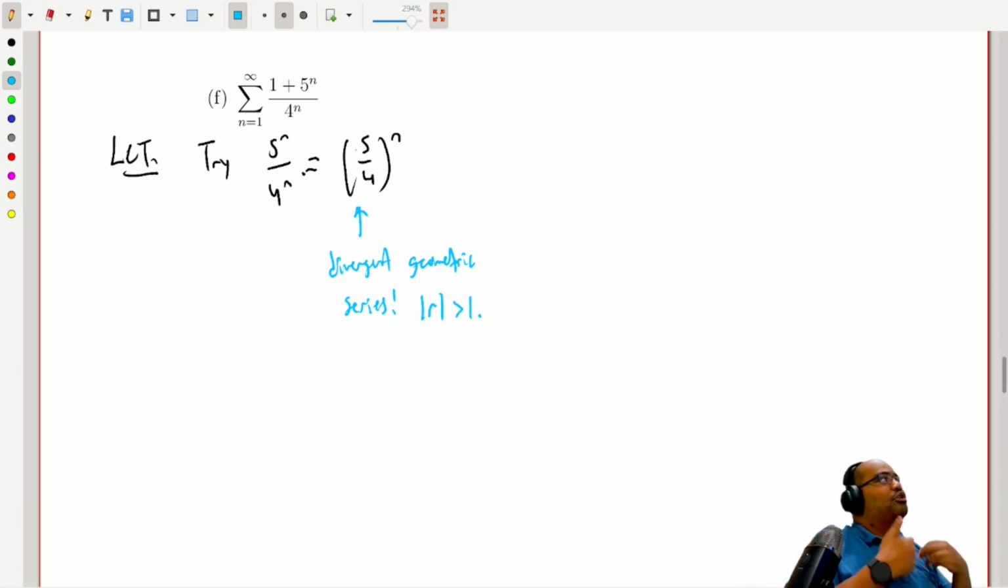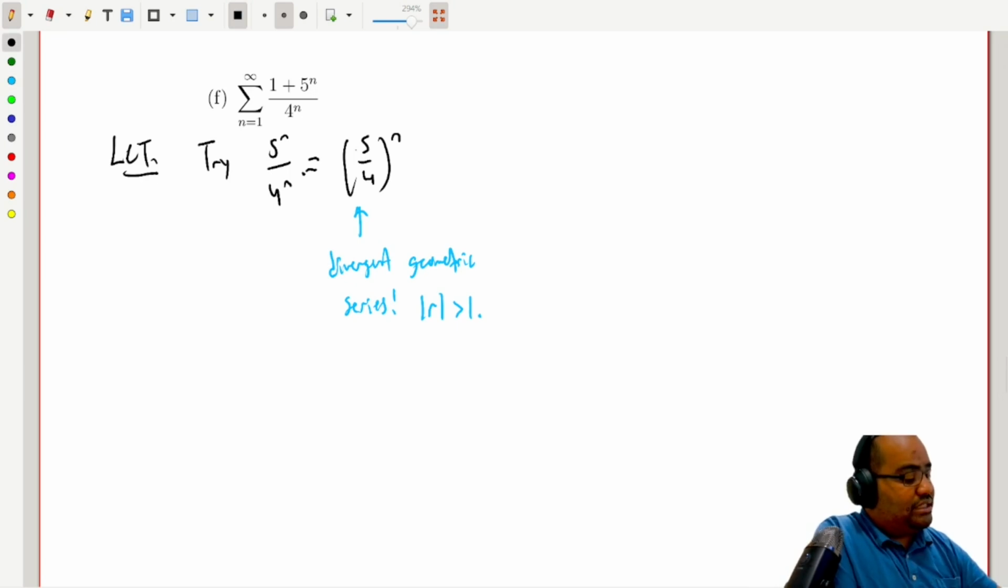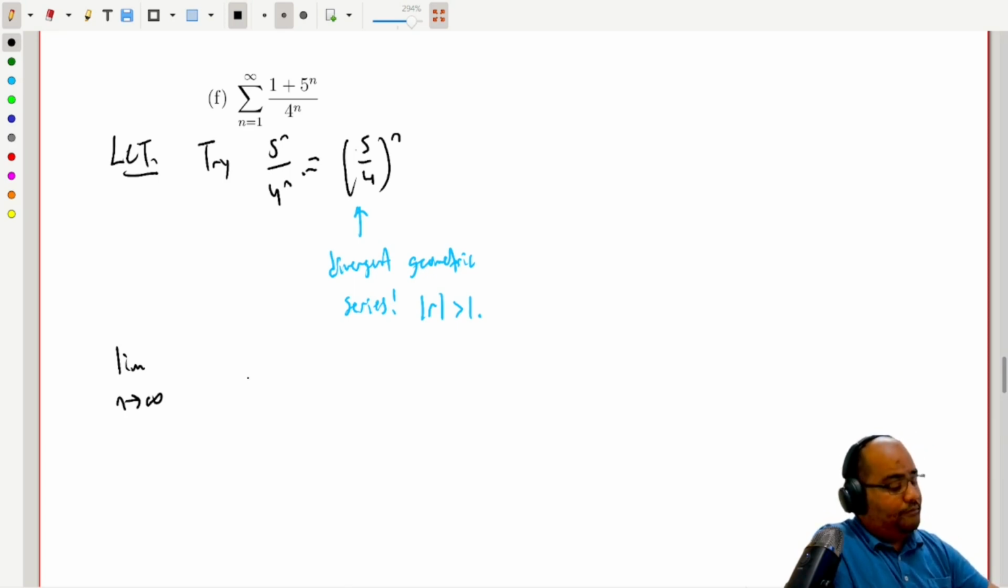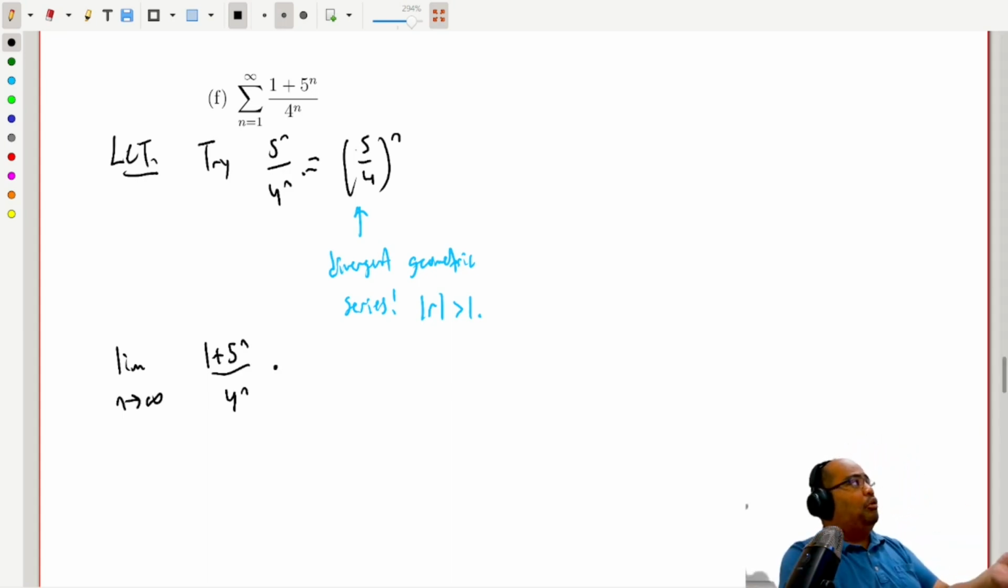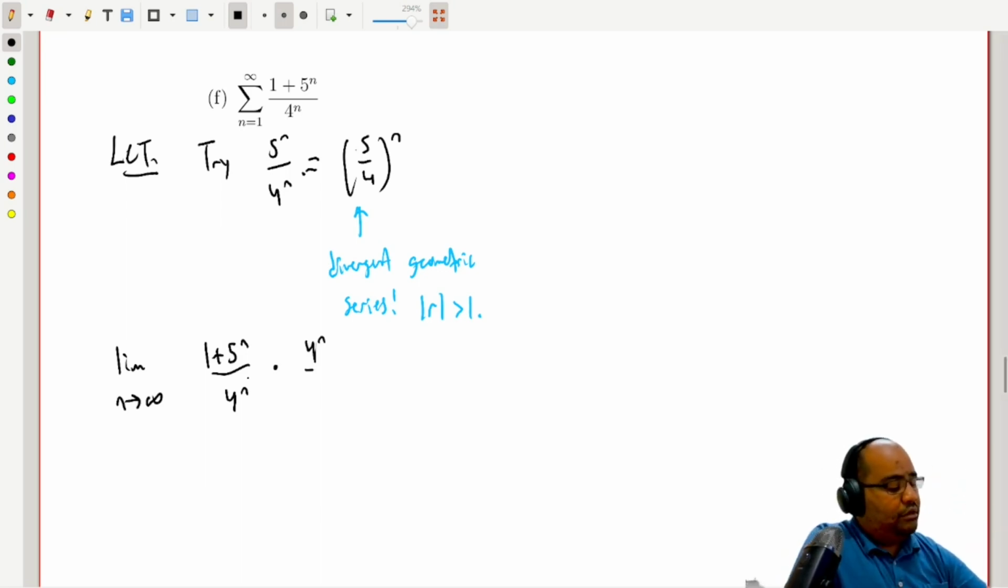Okay, so we're going to go ahead and use our limit comparison test here. Limit as n goes to infinity of 1 plus 5 to the n over 4 to the n, that's our mystery thing, times the reciprocal, and I'm going to write it with the exponent on both the numerator and denominator, so we'll have 4 to the n over 5 to the n. The 4 to the n's drop. Now let's take a look here.